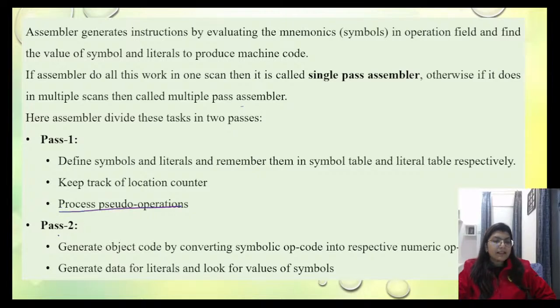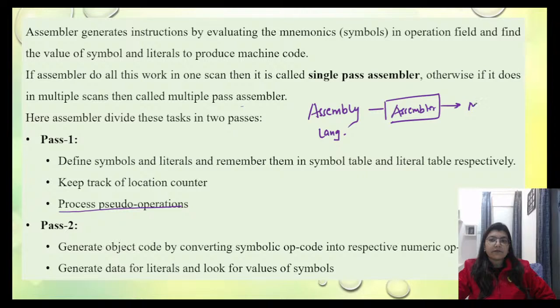Then pass 2 is generate object code by converting symbolic opcode into respective numeric opcode, and then generate data for literals and look for values. So what does an assembler basically do? Your program is in assembly language, so the assembler will convert your assembly language program to machine language. Is this what the assembler does? Yes or no?